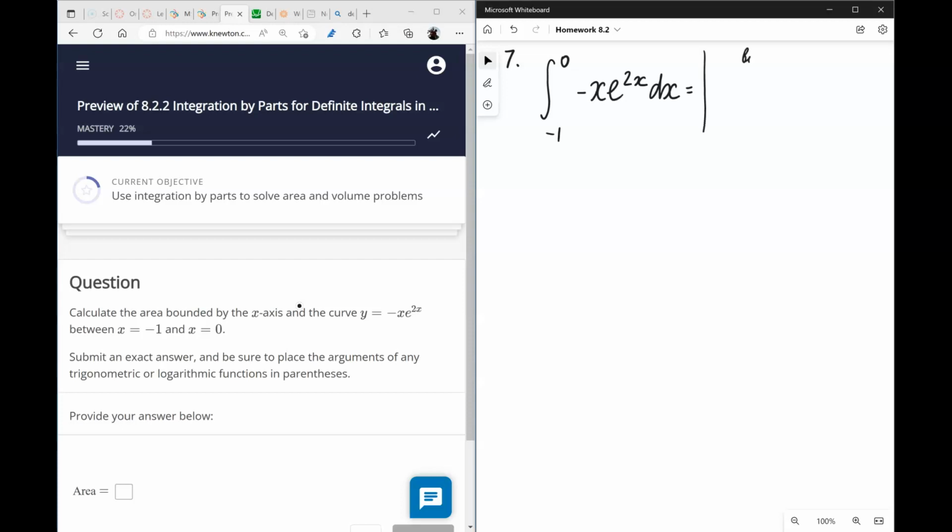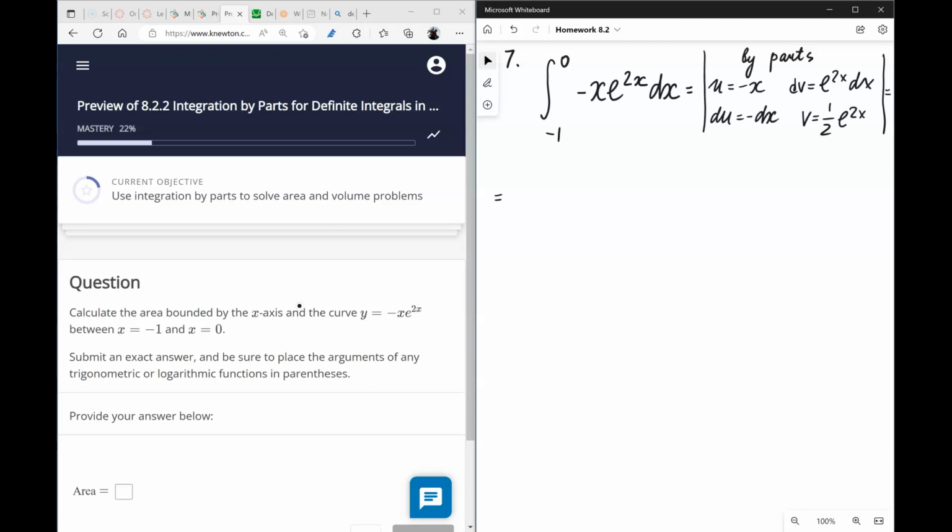So we're going to set it up by parts. u is going to be negative x, so du is negative dx, dv is e to the 2x dx, so that v will be 1/2 e to the 2x. Again, this is just integration with a simple linear substitution.